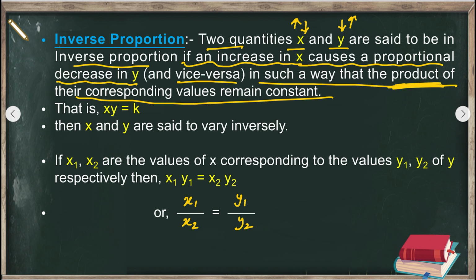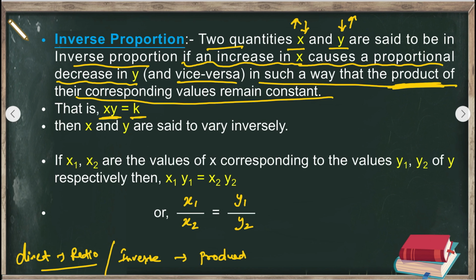In direct proportion we had the ratio. In case of direct proportion their ratio was the same, but in case of inverse proportion their product is the same. That means if you multiply x and y, you will get a constant number k. So whatever the values of x and y, you will always get their multiplication as a fixed number, which is k. Then x and y are said to be varying inversely. If x is increasing, then y will decrease, or if x is decreasing, then y will increase.